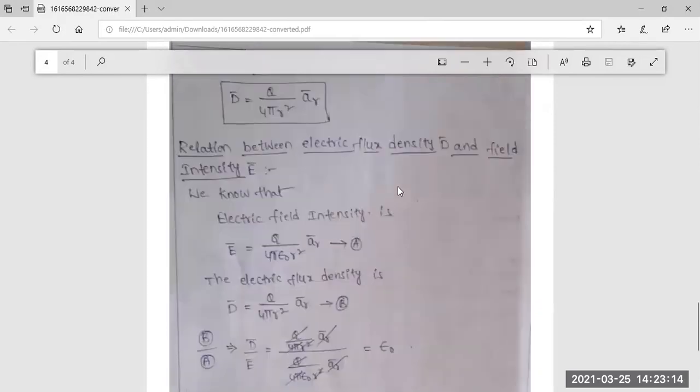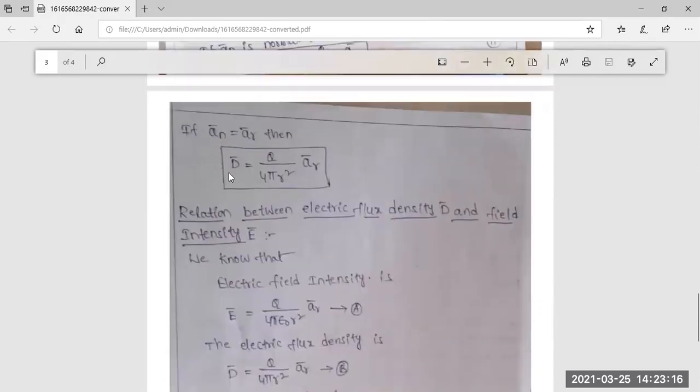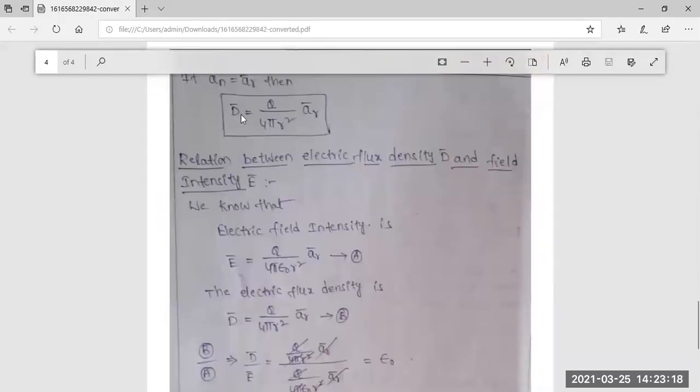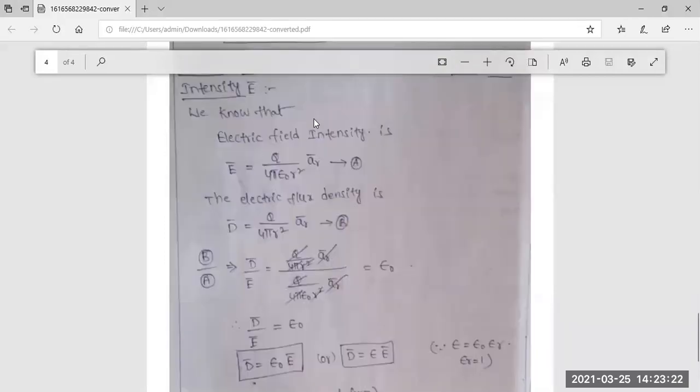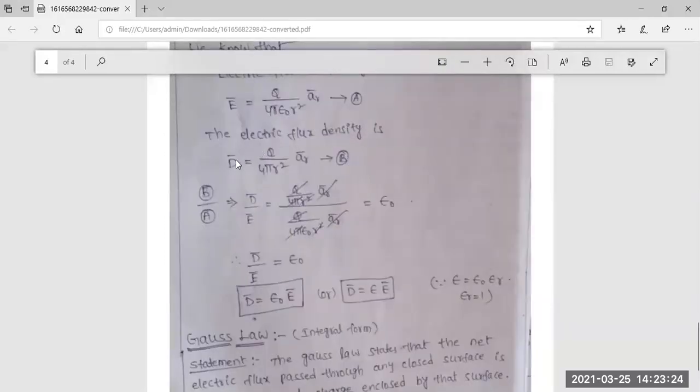Next, electric flux density. Earlier, we discussed the electric flux density. That is D bar is equal to Q by 4 pi R square into AR bar. So take the equation as it is: D bar is equal to Q by 4 pi R square into AR bar. That is equation B or equation 2, whatever it is. Then dividing equation 2 by equation 1, dividing equation B by equation A.